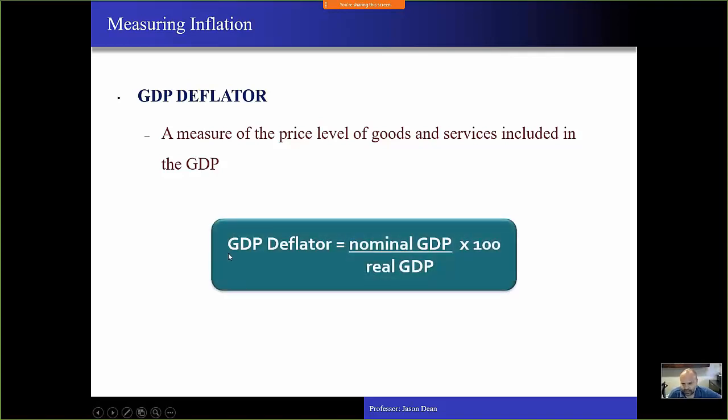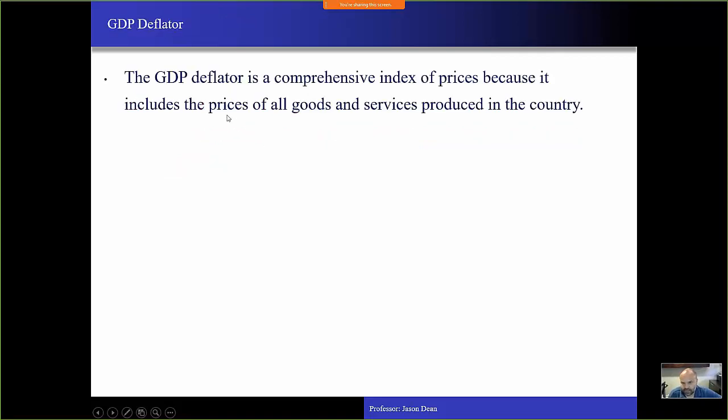And so it's simply calculated by taking, for any particular year, the nominal GDP and dividing it by the real GDP, and then multiplying that by 100. So this is a much more comprehensive measure because it's including anything in GDP. So it's including things like tractors and goods used in manufacturing. So it's not just a basket of goods that the consumer would consume. It's including everything that's produced in the economy.